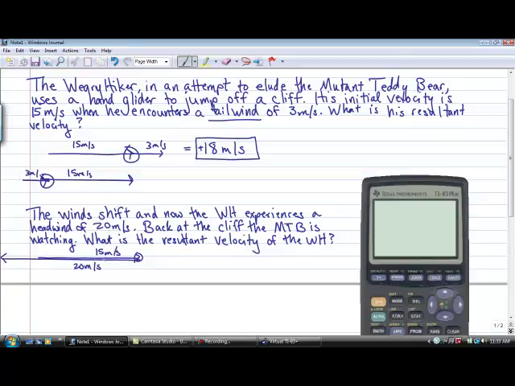So now what we see is that these two vectors are going in opposite directions. In order to do that, we now have a positive 15 meters per second plus a negative 20 meters per second. So when we add these two, we find out that the mutant teddy bear is going to get very excited because now all of a sudden our weary hiker has a velocity of a negative 5 meters per second, which means he's being pushed back toward the cliff.